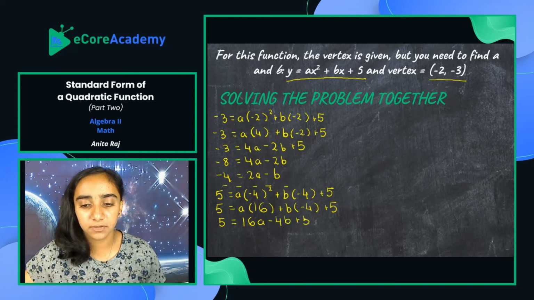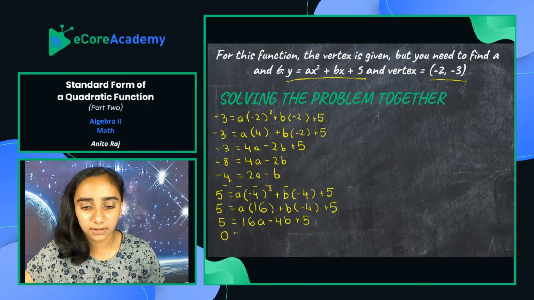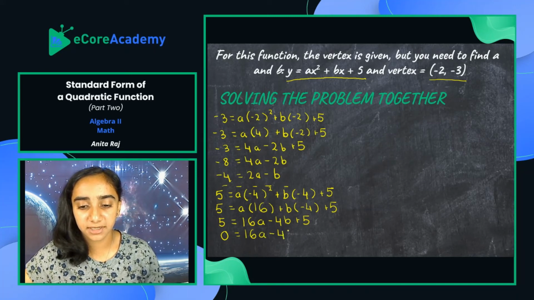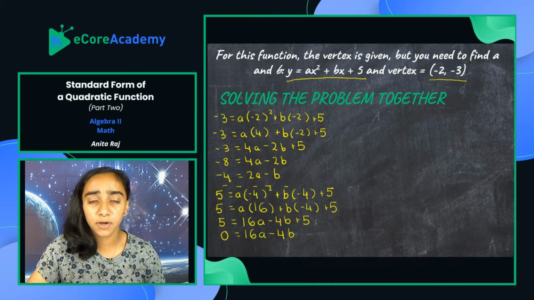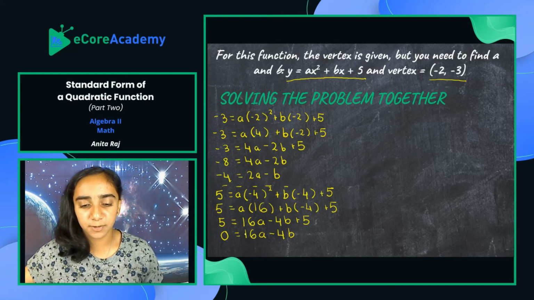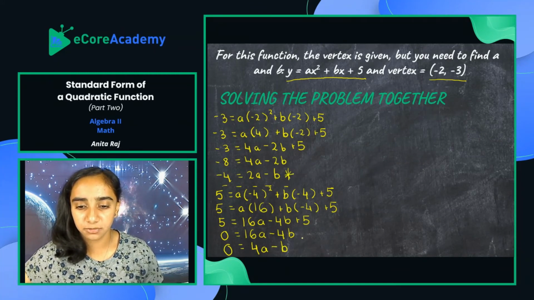We want to get these two variables by themselves, so let's subtract 5 from both sides. We get 0 equals 16a minus 4b, and if you see this again, our coefficients 16 and 4. 4 goes into both of these values, so we can divide them all by 4, so we can simplify this even further so it's easier on ourselves. So if we divide all these by 4, 0 divided by 4 is 0, 16 divided by 4 is 4, and then we just have the a, and -4 divided by 4 is -b. So these are the two equations we've come up with.